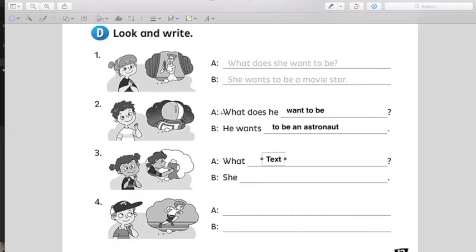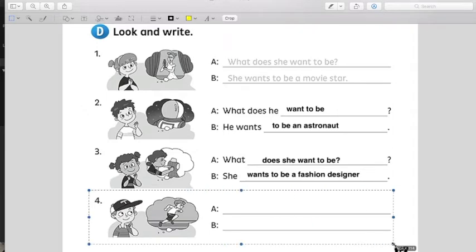Number 3, we have a girl. So what is the question? What does she want to be? Question mark. It looks like she's making clothing. So she wants, remember with an S, to be a fashion designer. She wants to be a fashion designer. Great. And the last one, number 4.